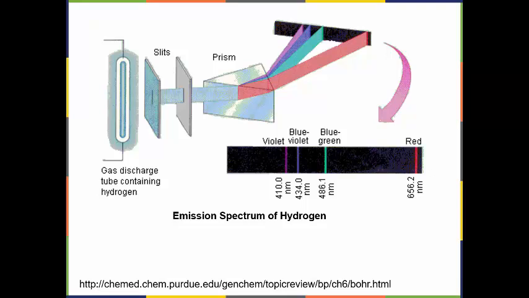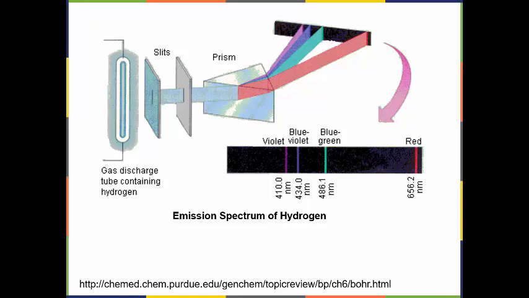So for instance, if we were to fill a tube full of hydrogen, we could pass it through a prism, and the different colors would bend at different angles. So the shorter wavelength bends the most, and the largest wavelength bends the least. So this is known as the emission spectrum, shown as the emission spectrum of hydrogen.